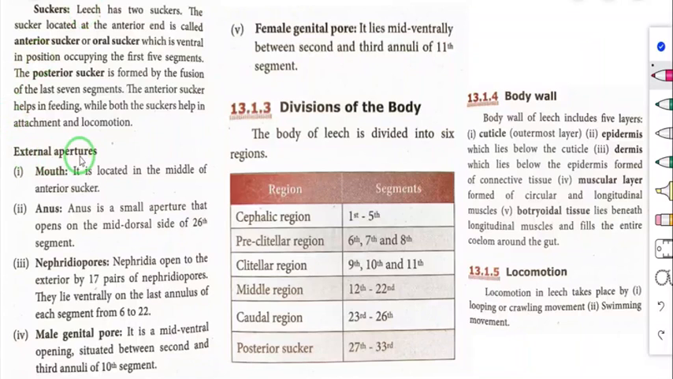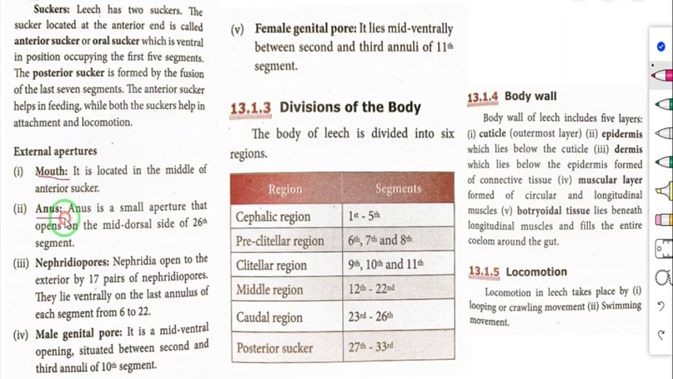External apertures. External means what? Outside. Aperture means openings. So outside openings. Number 1, the first one is the mouth. That is the first aperture. It is located in the middle of the anterior sucker. So the anterior sucker is located in the first 5 segments. So in the middle of the anterior sucker, the mouth is present.